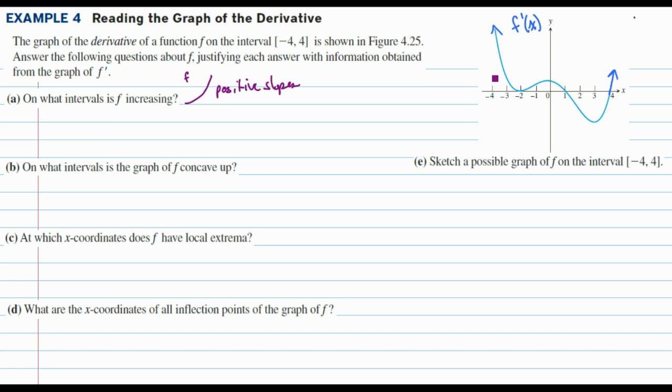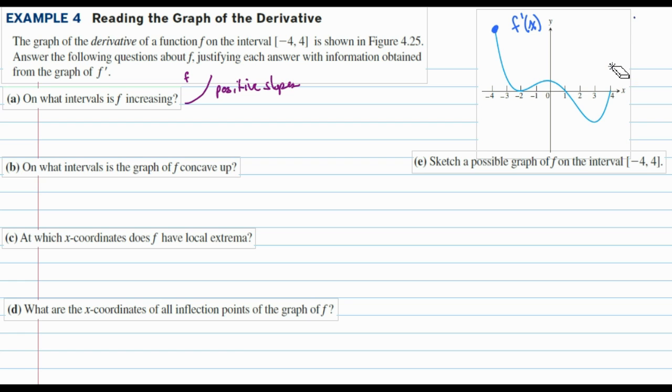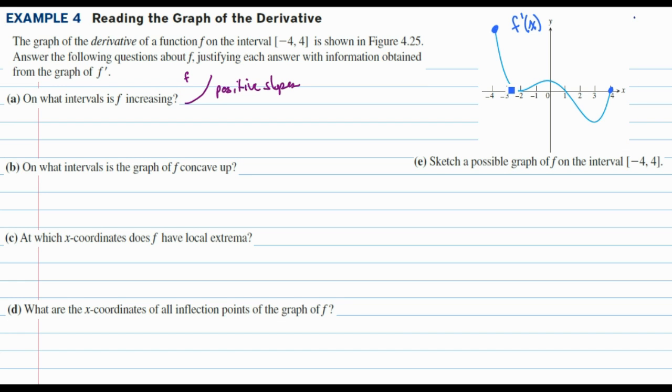So from -4, meaning I'm going to put closed dots on the end of this, from -4 to -2, but not at -2. At -2, it's not increasing or anything. It's instantly stopped because the derivative's value is 0. Then from -2 to 1.